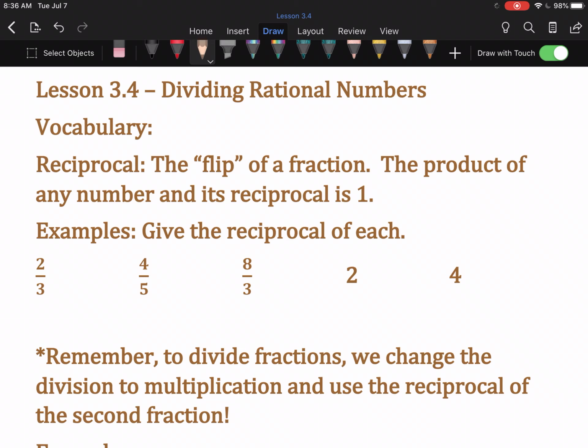So flipping, when it's a proper fraction, is easy. The reciprocal of 2/3 is 3/2. The reciprocal of 4/5 is 5/4. And the reciprocal of 8/3 is 3/8.